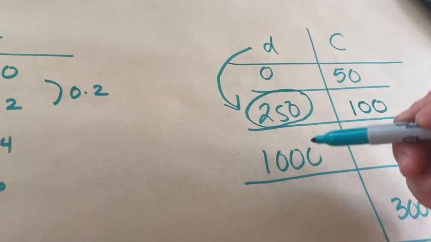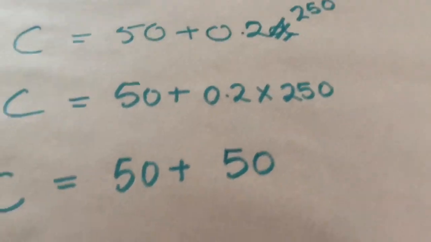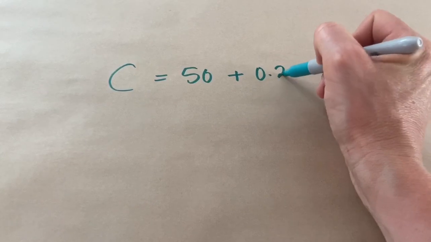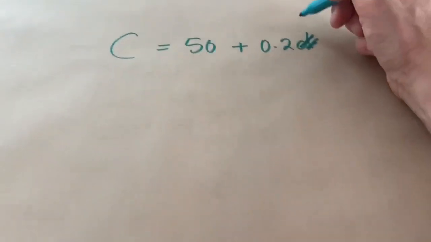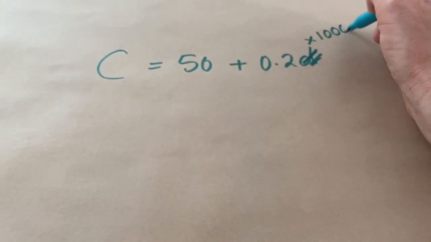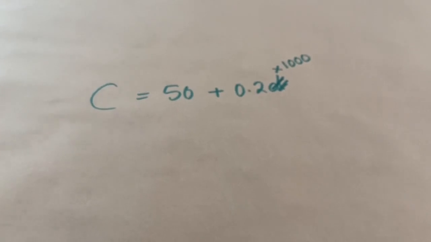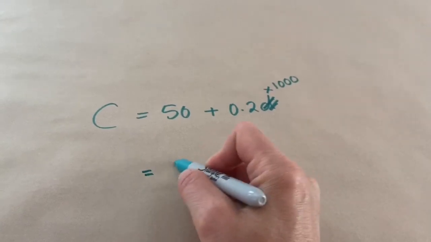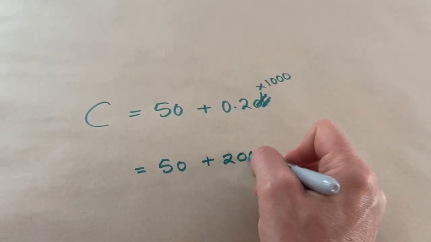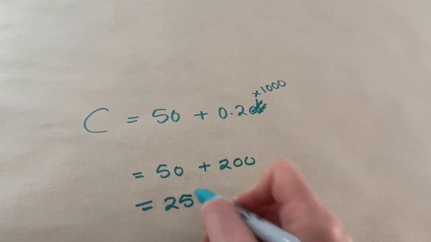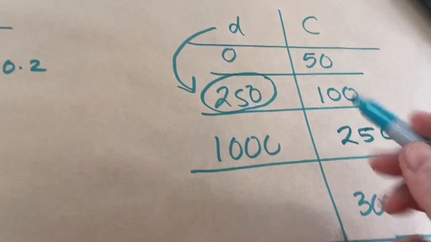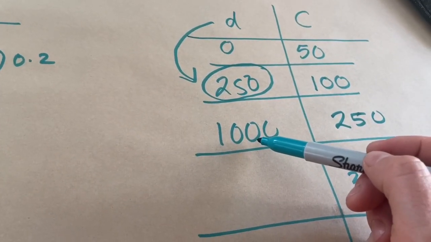The next time, you want the D to be 1,000. We want my D to be 1,000. So I'm gonna do the same thing again: 50 plus 0.2 D. Instead of having D, I want my D to be 1,000. So if I have 0.2 times 1,000 plus 50, that's gonna give me 50 plus 200, which is gonna give me 250. My cost should be 250 when I drive 1,000 kilometers.